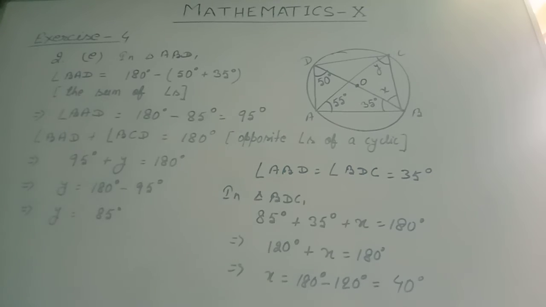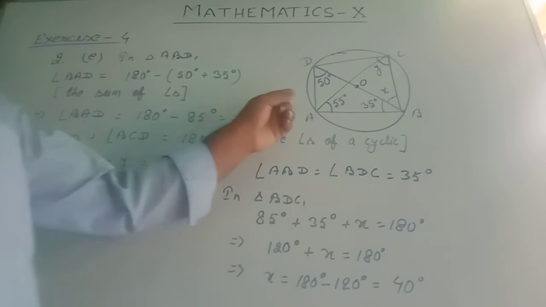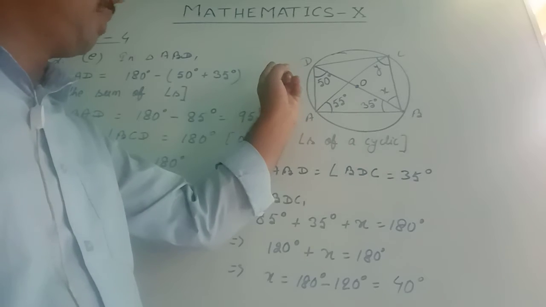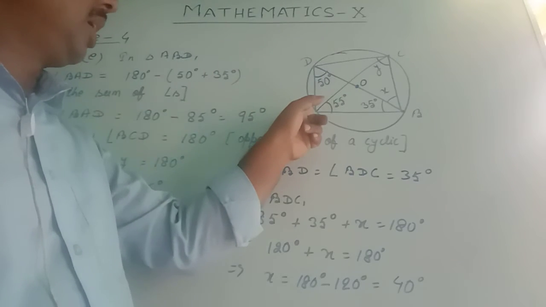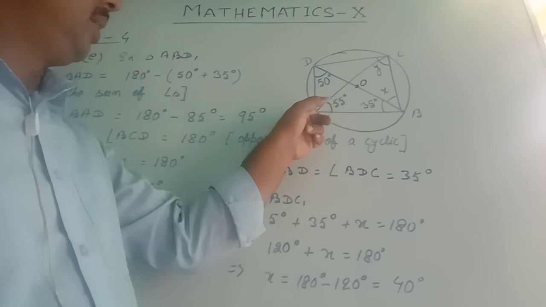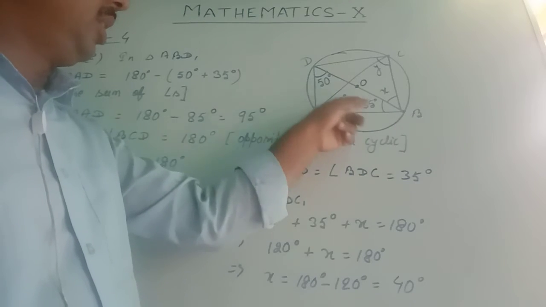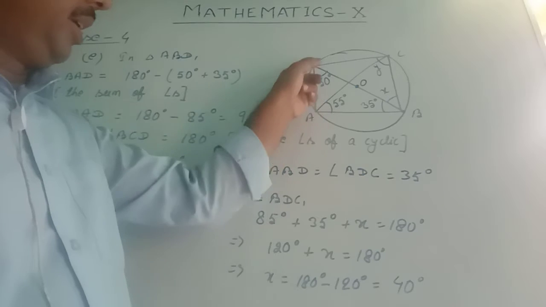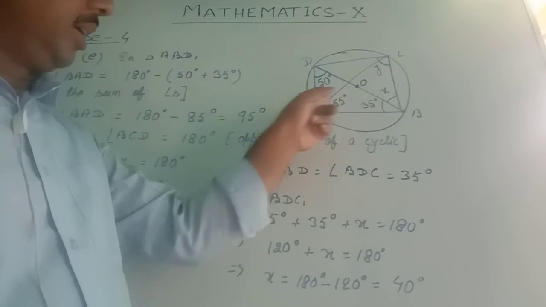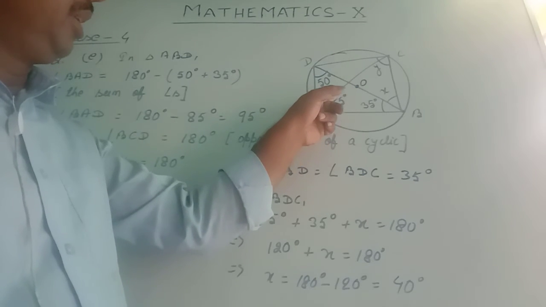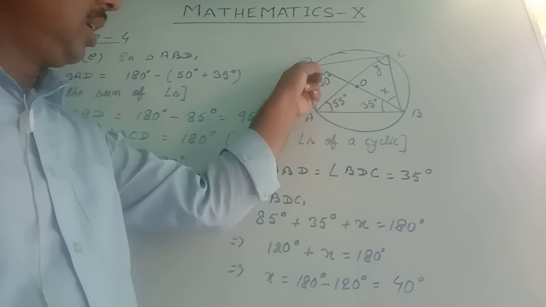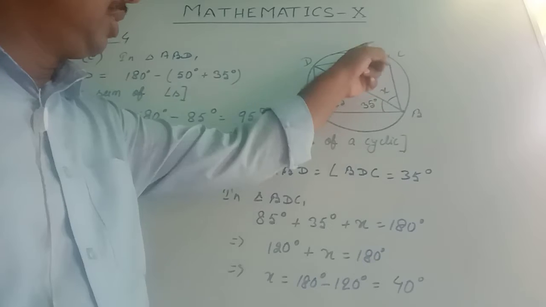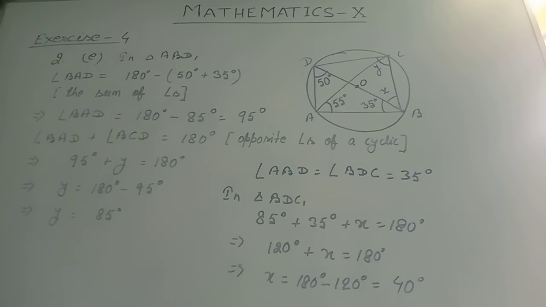Question number 2e, figure is given. In this figure, BD is the diameter, and ABCD is the cyclic quadrilateral, in which angle ABD equal to 35 degree and angle ADB 50 degree, angle BAC 55 degree, angle BCD is y, and angle DBC is x. We are asked to find out the values of x and y.